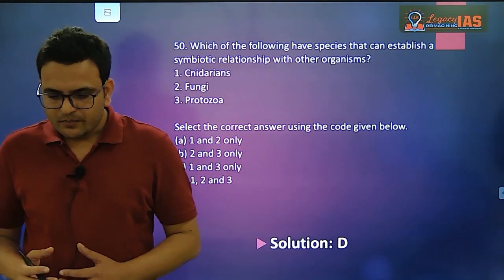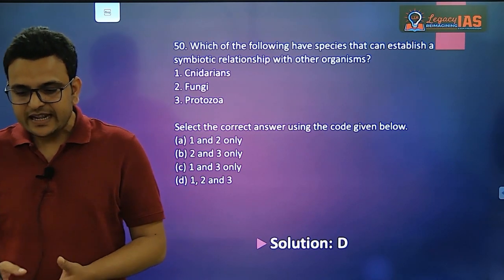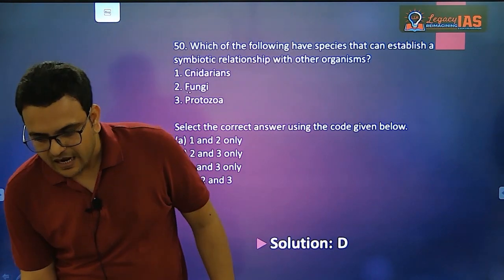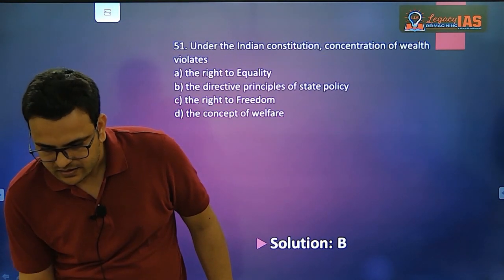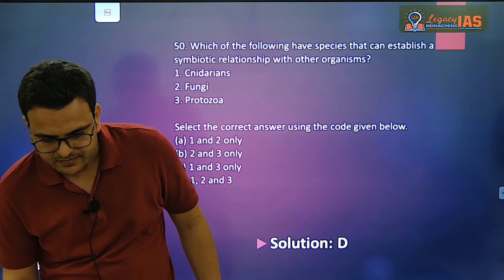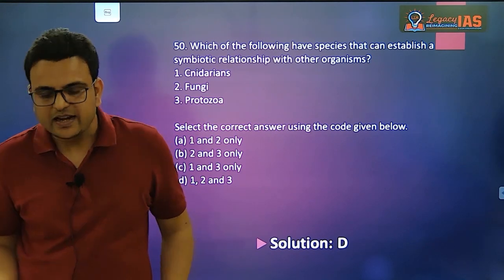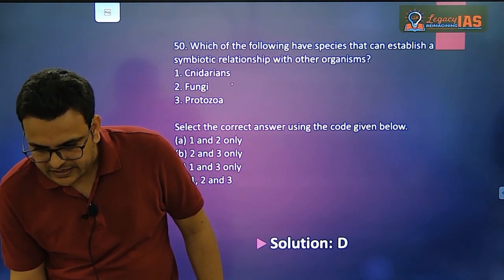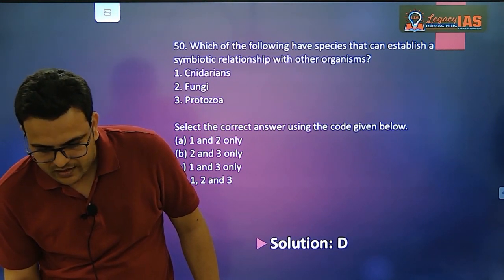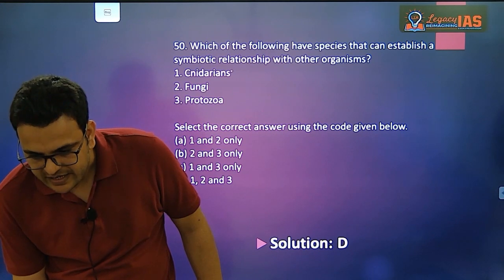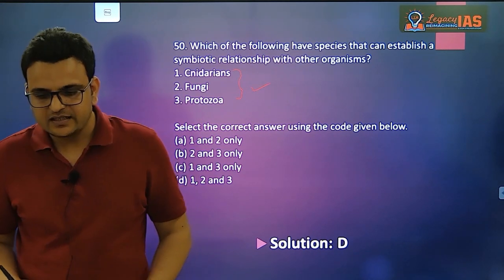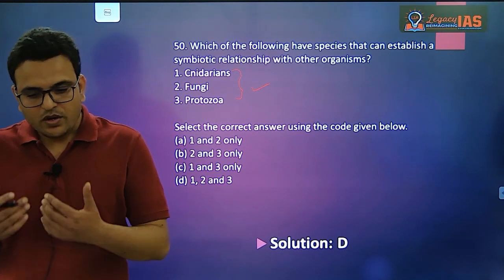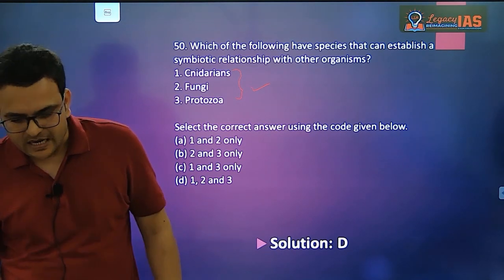Now again, which of the following have species that can establish a symbiotic relationship with other organisms? Here they are asking about symbiotic relationship. So here again, it is an open-ended question. And when we talk about cnidarians, fungi and protozoa, it is very difficult for us to say cnidarians, fungi and protozoa are not living in symbiotic relationship. So all can live in symbiotic relationship, then the answer is D.